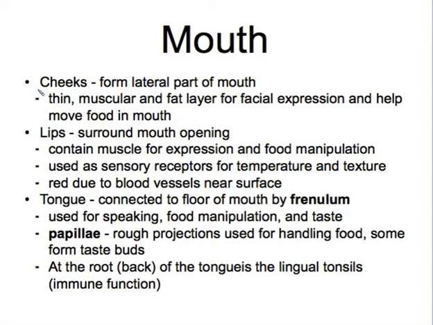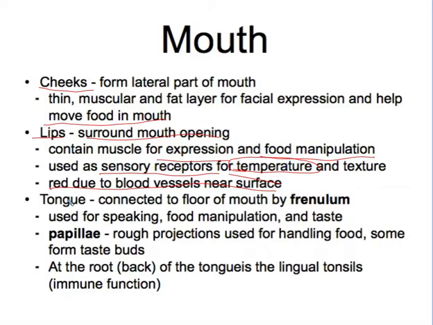Here's some more descriptions. So the cheeks form the lateral part of your mouth. I don't know if you need to write all this, just be aware of it. It's a thin, muscular, and fat layer. Facial expression helps move food in the mouth, is what your cheeks do. Lips surround the mouth opening. They do a couple things. One, they manipulate your food within your mouth. They are used for facial expression. They also have these sensory receptors for temperature and texture. So your lips are red due to having a large number of blood vessels near the surface, which allows them to sense the temperature and texture of food. But they have a functional purpose to being there.